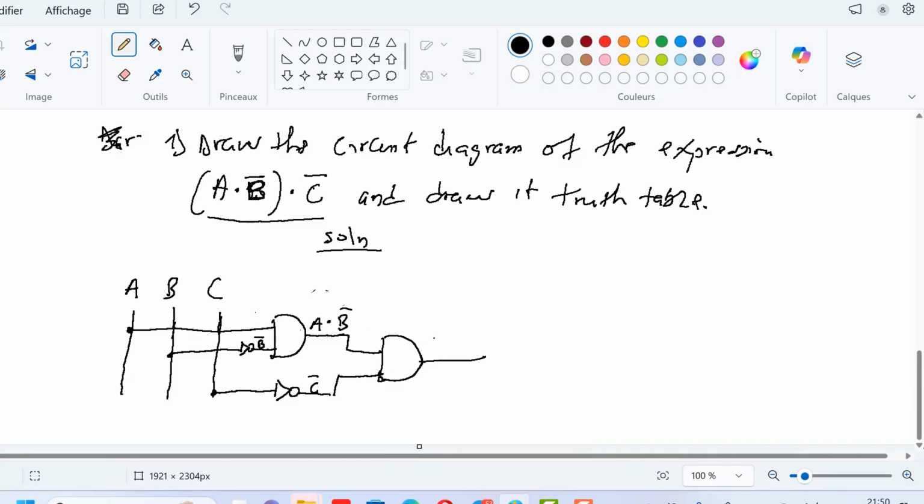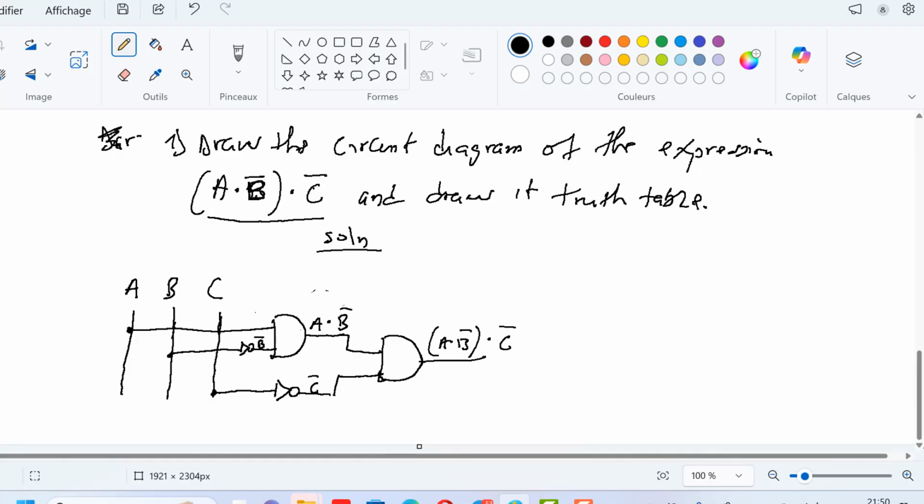So that you hide your output to be sure of what you are doing. First input of this gate is A dot B bar. Okay, now the second input is C bar. You hide your C bar. So at the end, this is how you obtain your circuit diagram. So you move step by step.